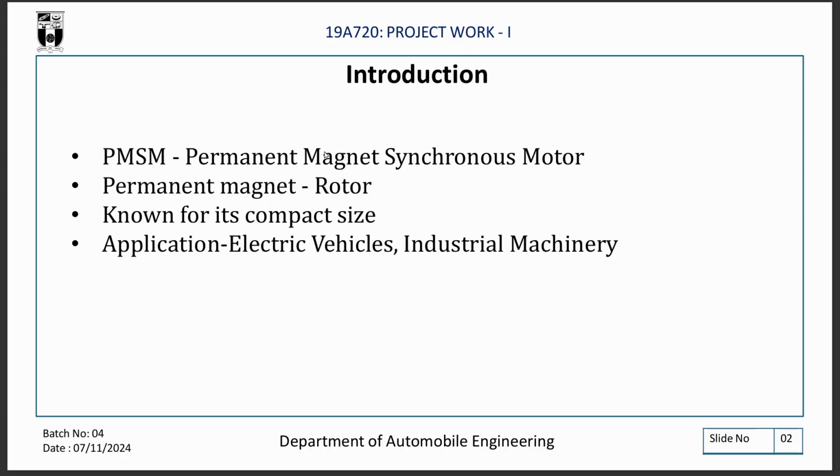So first of all, a permanent magnet synchronous motor uses a pair of permanent magnets to produce a magnetic field, and the magnetic field interfacing with the rotor coils produces rotation in the rotor. The permanent magnet synchronous motor is known for its compact size, and it is mostly used in electric vehicles and industrial machinery.